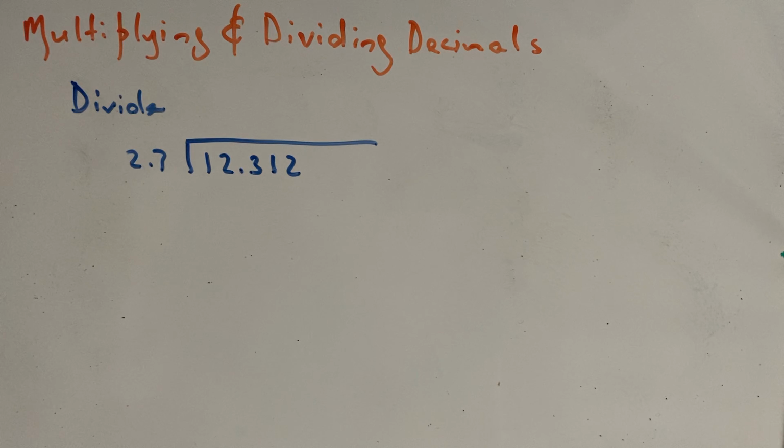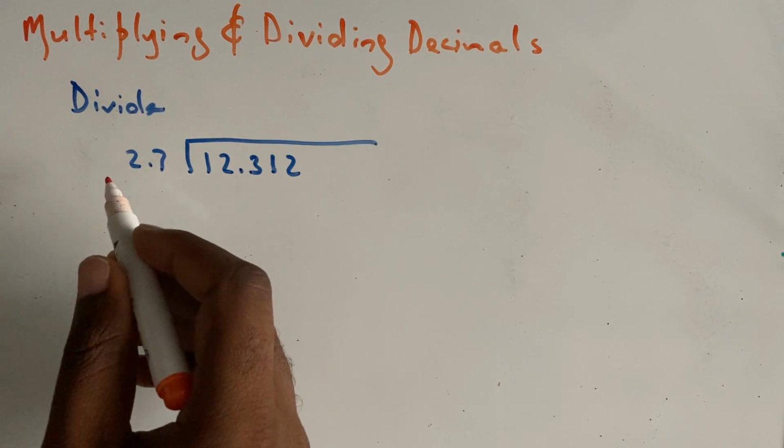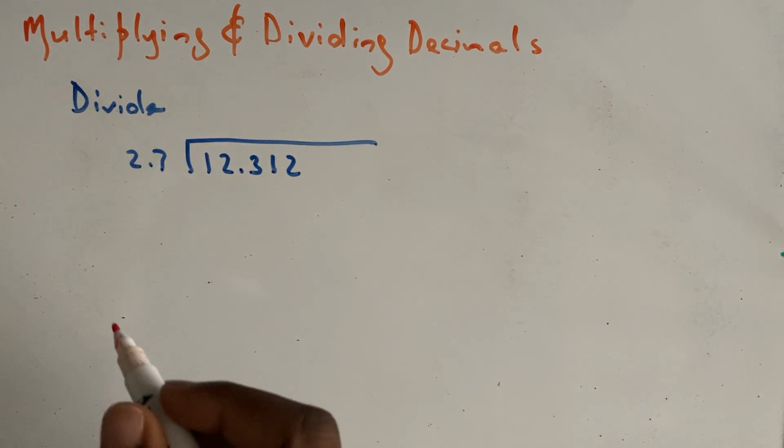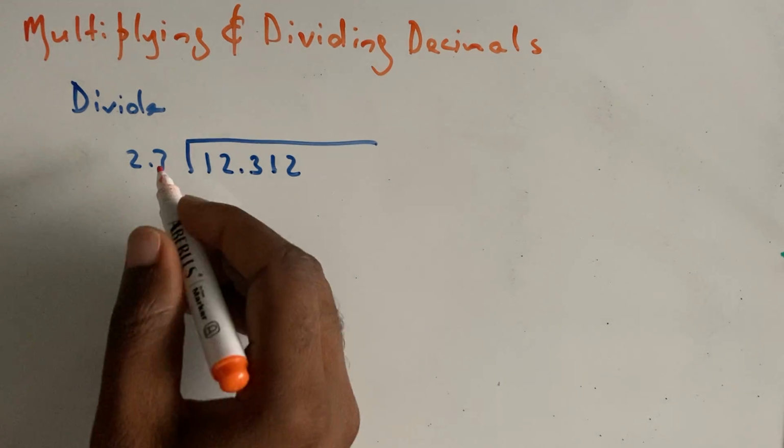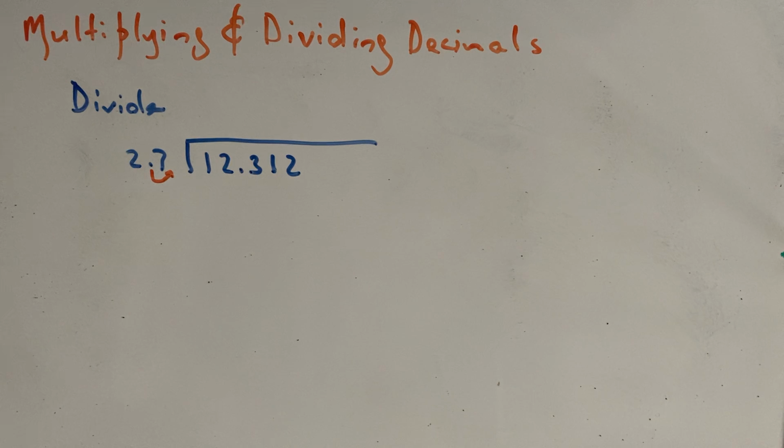Okay, so one thing with division, guys, is that to divide decimals, you move the decimal point in the divisor to the right of the last digit. So you're trying to have a whole number here. We only have 1 digit on the right, so it's just 1 place.